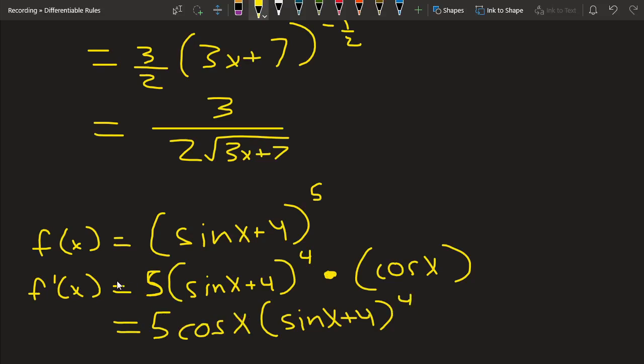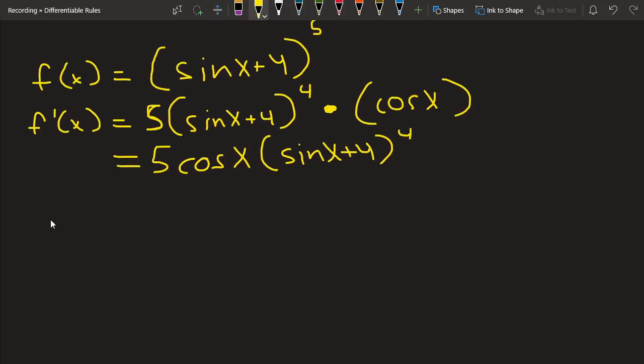Alright, next practice problem here. For this practice problem, we have y equals tangent of x plus 6 to the power 3. Take a minute or two to figure this out and unpause the video when you're ready.